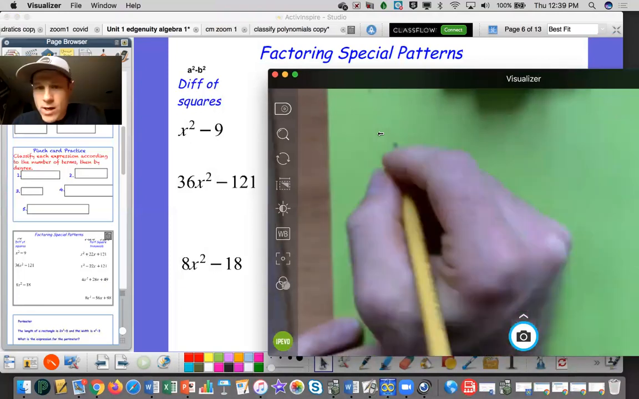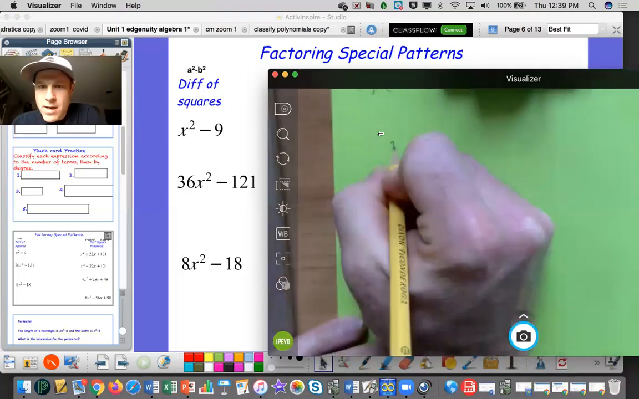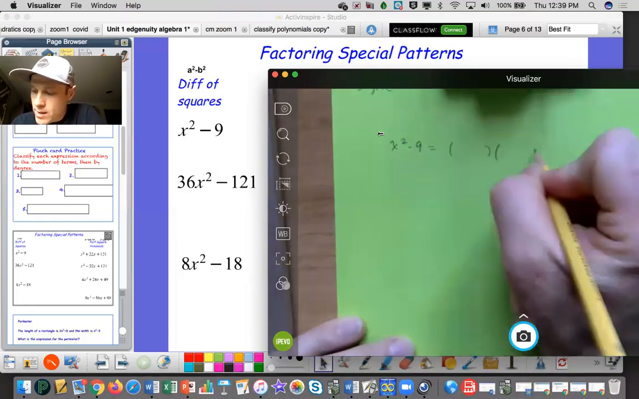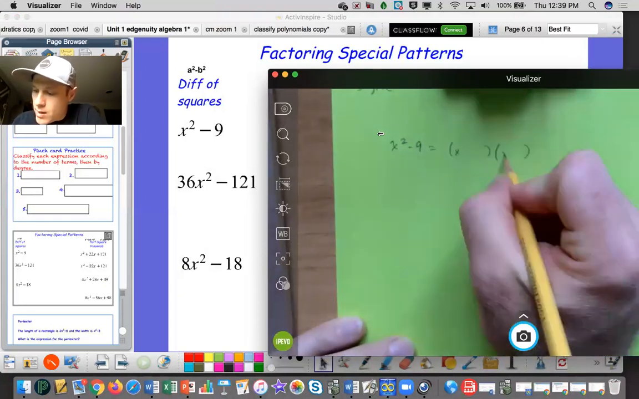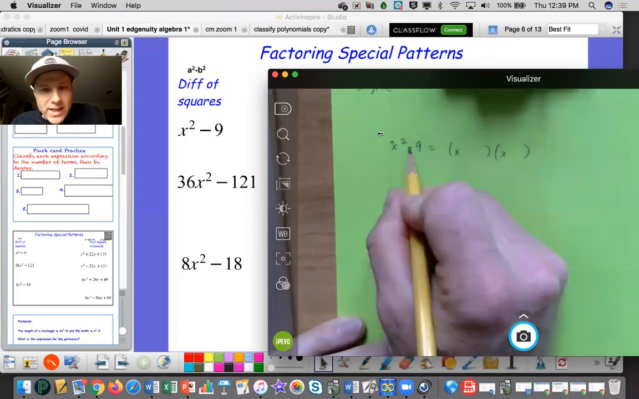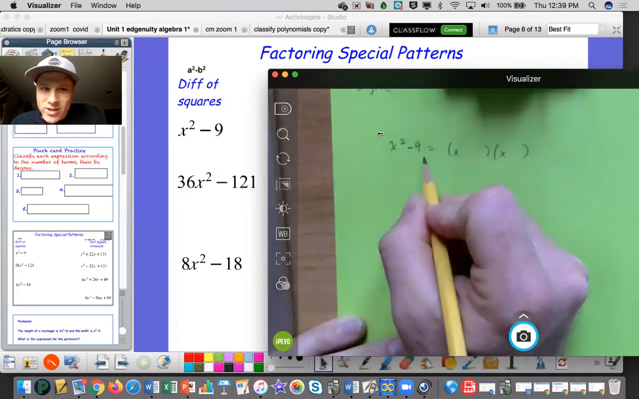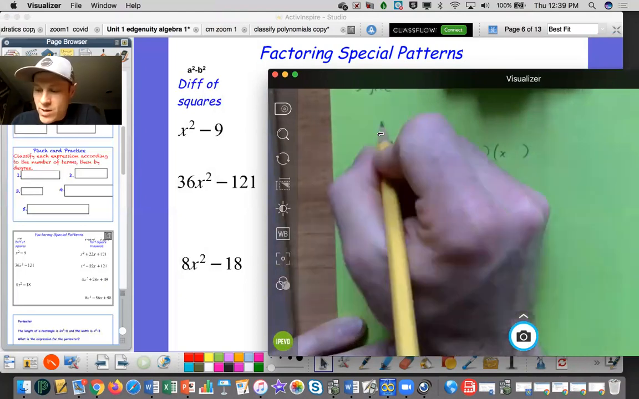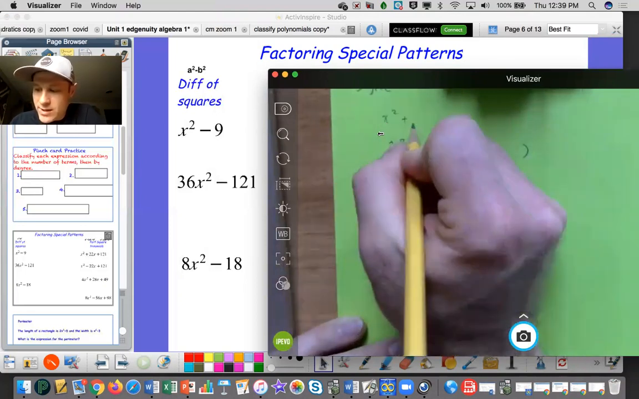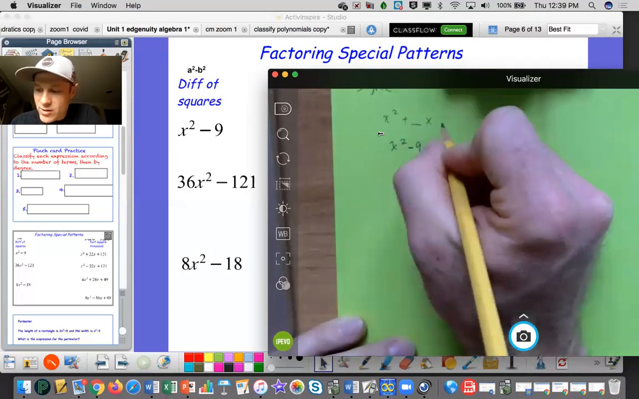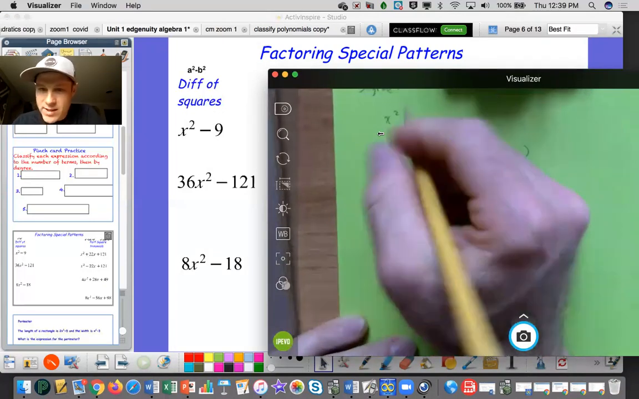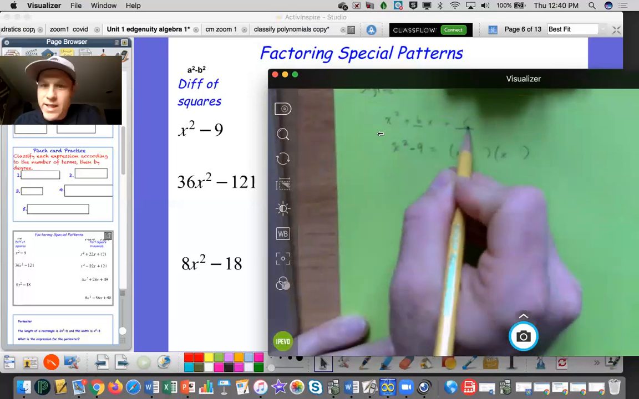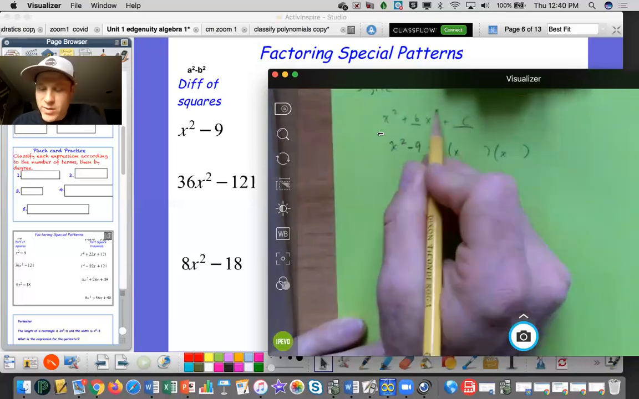For x squared minus 9, we need two numbers that multiply together to get us -9, but then they're also going to add up to nothing, because the middle term, remember, it's x squared plus something x plus a c term right here, where we had a b and a c. And we had to find two numbers that multiplied and then added up to b.